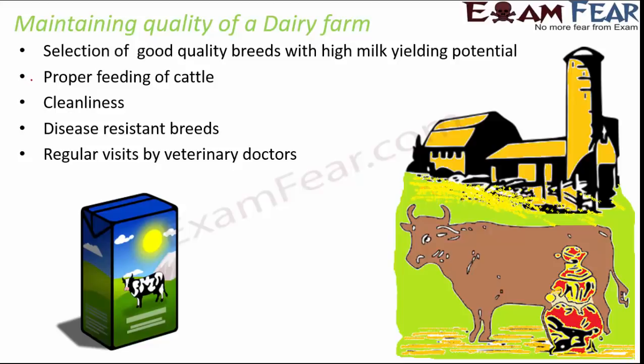Proper feeding of the cattle so that they stay healthy. Cleanliness again so that they stay disease free. Disease resistant breeds. The breed should not have any diseases. In that case, the milk that they produce might also carry diseases, and it can result in diseases in human beings. Regular visits by veterinary doctors so that they can do a regular checkup to see whether the animal is healthy or not.